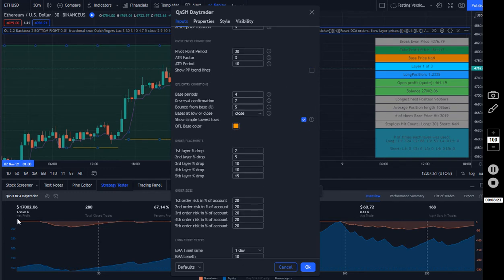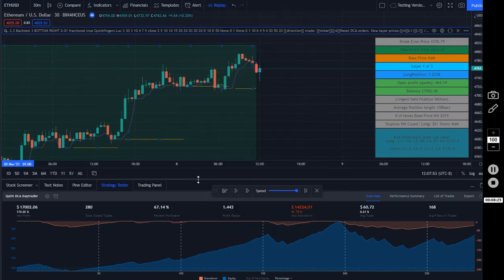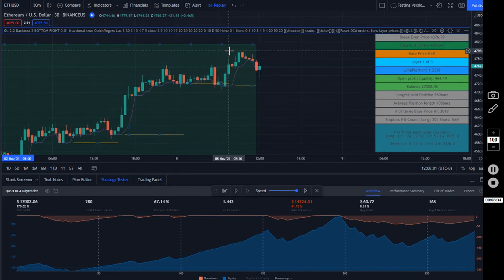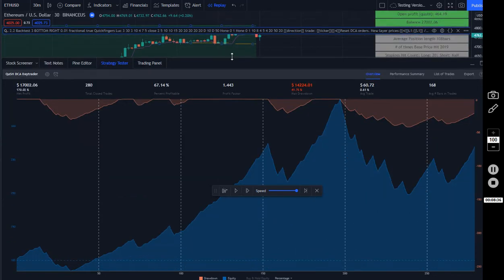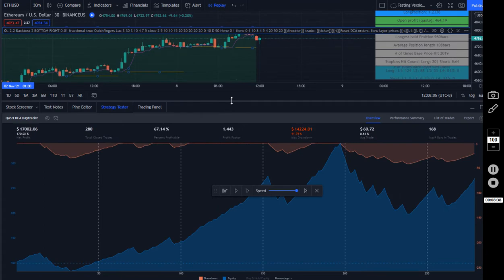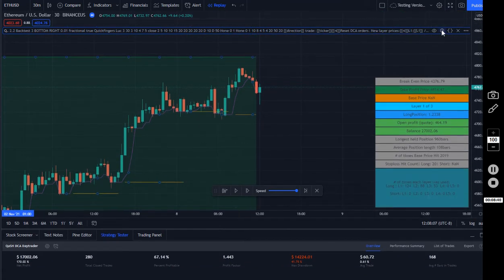Now if you look, my P&L just bumped up from around 90-ish%, whatever it was, and now it's up to 170%, right? So that looks pretty good. There's a lot of drawdown, 41%.